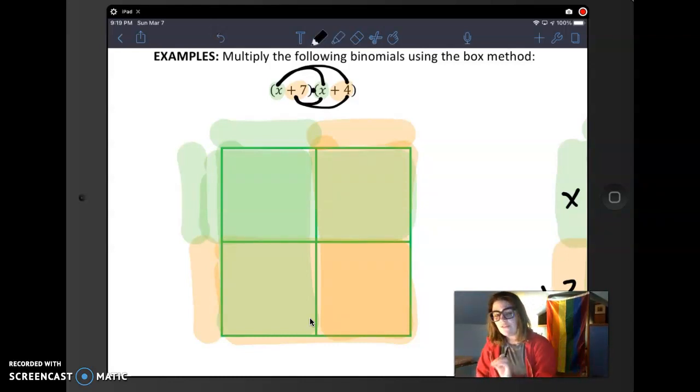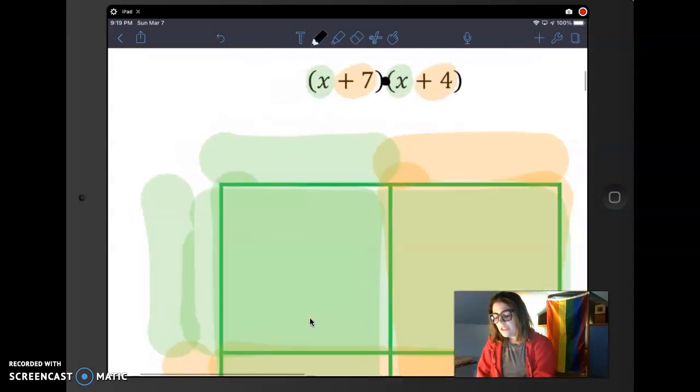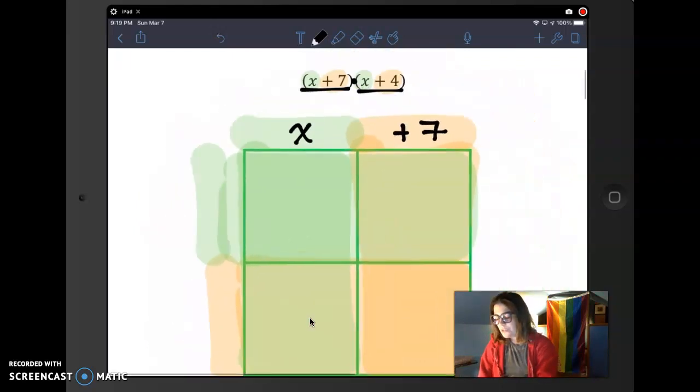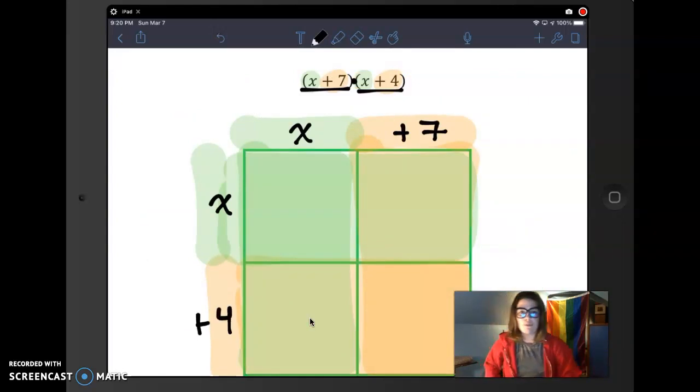Then we're going to take the first binomial, so let's erase this just so it's a little more clear. We're going to write the two separate parts in the two separate colors. Again, we're going to do that same thing with the other one, but this time we're going to write it top to bottom. The first one goes on top and the second one goes on the side. If you mix that up, you'll still get the answer right. It's just nice to have it done the same way every single time.